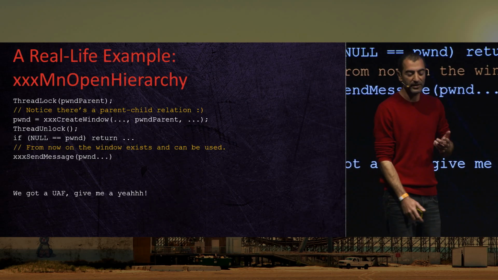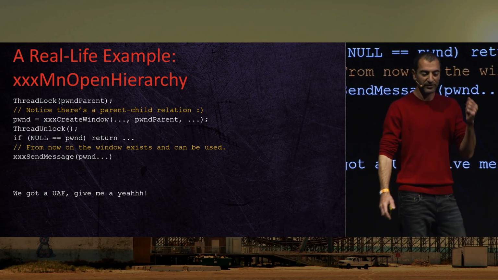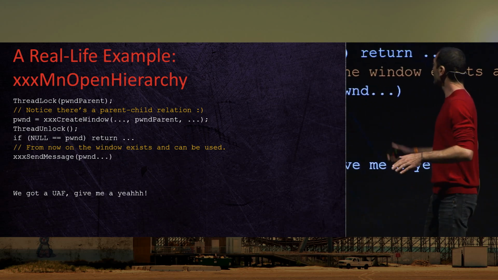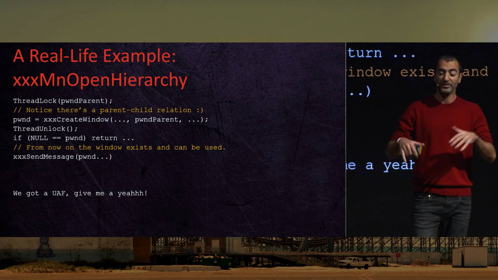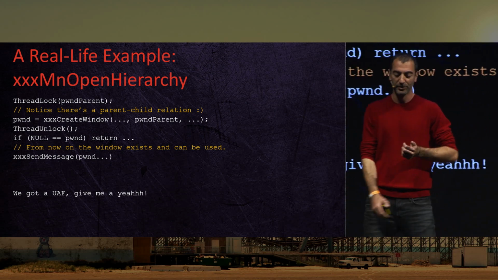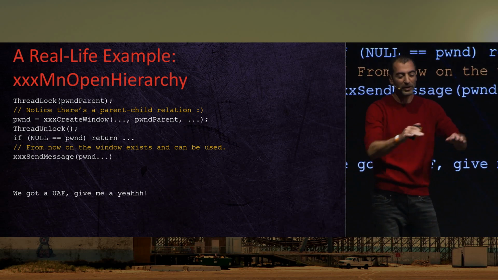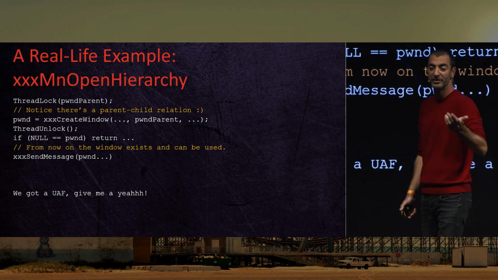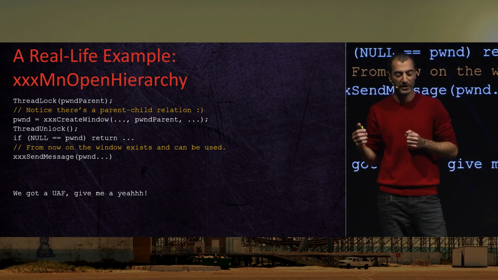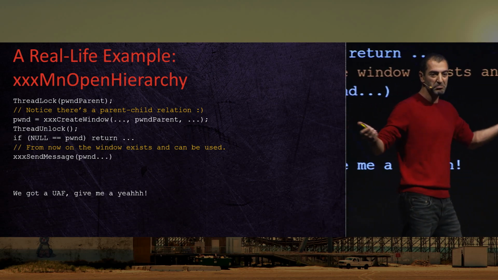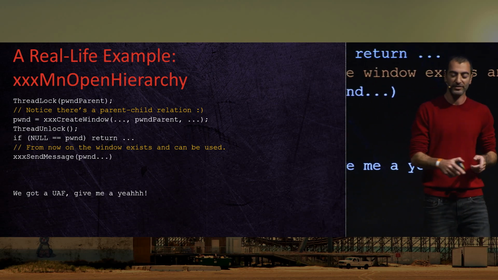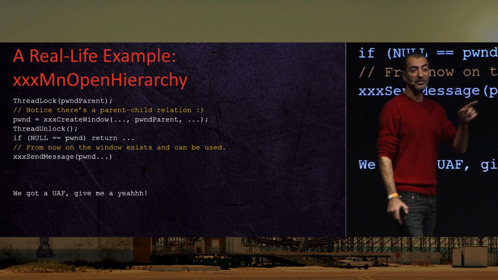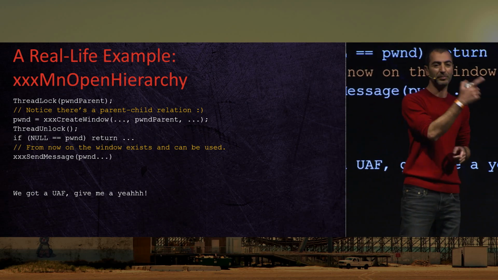Okay, so now let's see a super simplified example, just to give you an idea of how it is. This is pseudocode, or just a simplified real example of something I exploited. Okay, so it's tons of code, and then we get to the thread lock. We lock the parent window. So now whatever number of references that window had, now it has +1. Okay, so pwnd, some dumb C pointer, is equal to xxx create window, but can you see something interesting about it? There is a link between the child window and the parent window, okay?